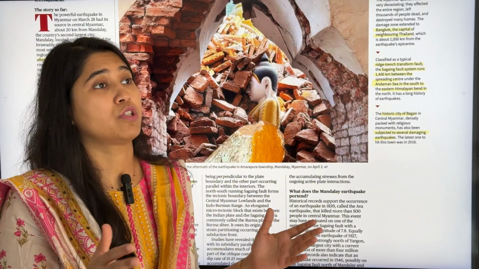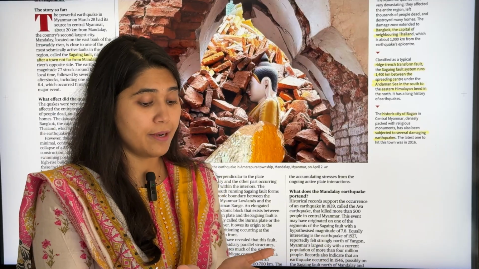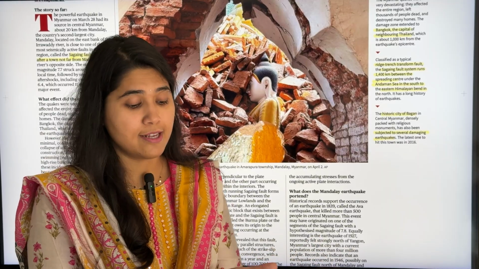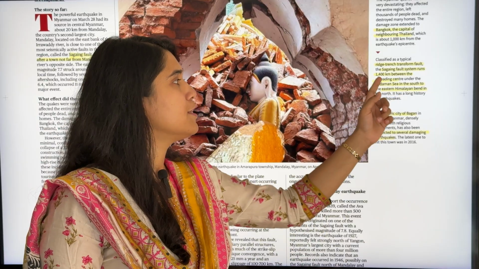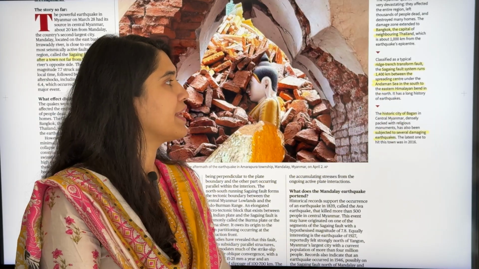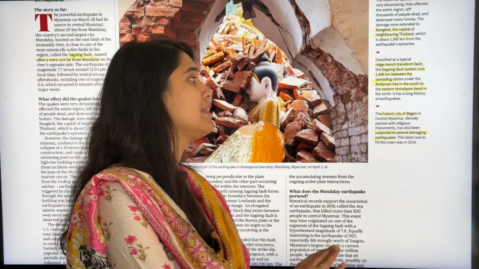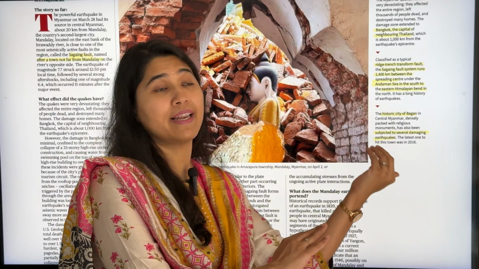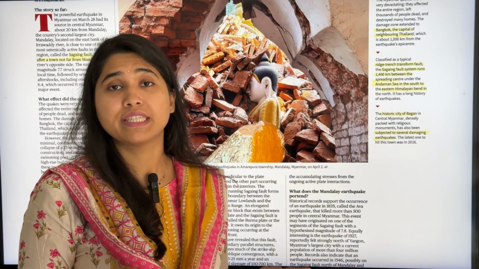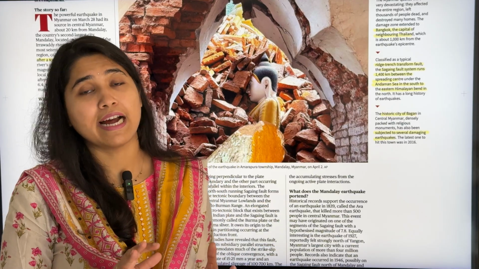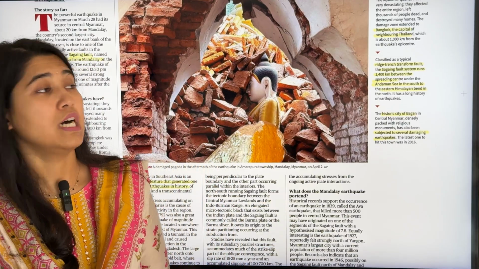There are 3 kinds of fault: one converging, one diverging, and this is the transform fault. The Sagaing fault system runs 1400 km between the spreading center under the Andaman Sea in the south to the eastern Himalayan bend in the north. So it is all around the Indian plate, and thankfully it didn't come to India, but it did sadly reach the northern parts.